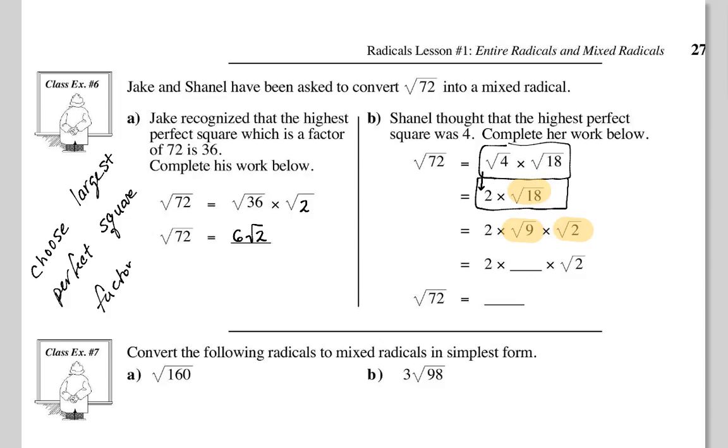And then what's the square root of 9? 3. And then you put those together. 2 times 3 is 6, and you end up at the same thing. It just takes longer if you don't choose the largest. So that example just demonstrates you must choose the largest one to minimize the amount of work.